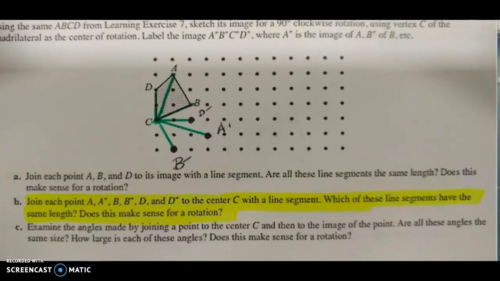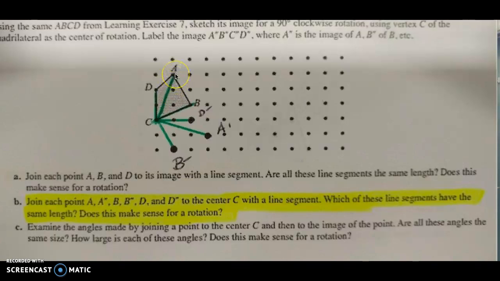Part B on number 8 asks you to join A prime, B and B prime, D and D prime to the center with a line segment. So that is what I drew. And it asks, which of these line segments have the same length? Does this make sense?